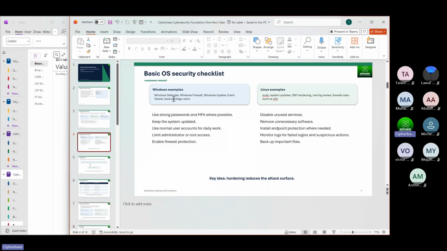So as you can see from here, Windows examples: Windows Defender, Windows Firewall, Windows updates, event viewer, least privileged users. Let me start with Windows Defender. Windows Defender is an antivirus. All Windows computers have it. If you search your system now, you will see Microsoft Defender there.